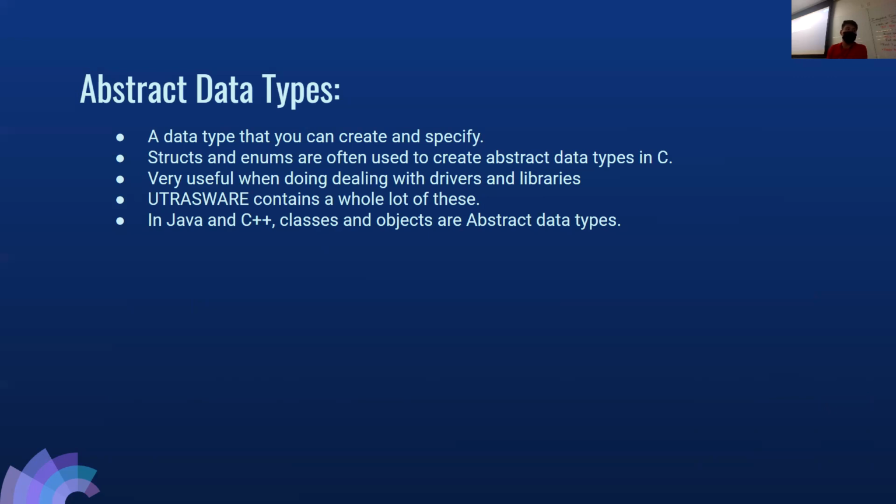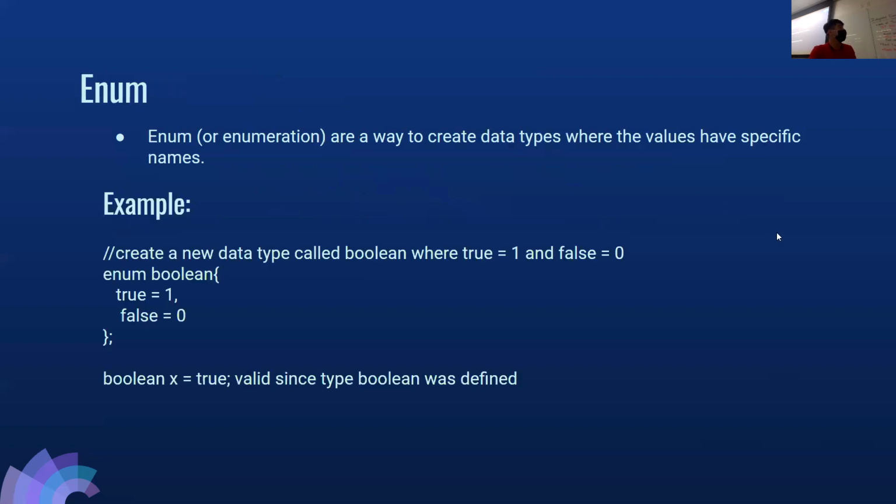If you see one of our source files in the repo, you'll see that we use a lot of structs and enums. Like I said, UT-Raspberry has a lot. And if you have experience with Java or C++ or any other object-oriented programming language, classes are pretty much abstract data types. And structs, well, I'll go over it, but structs are pretty much like classes, but without functions.